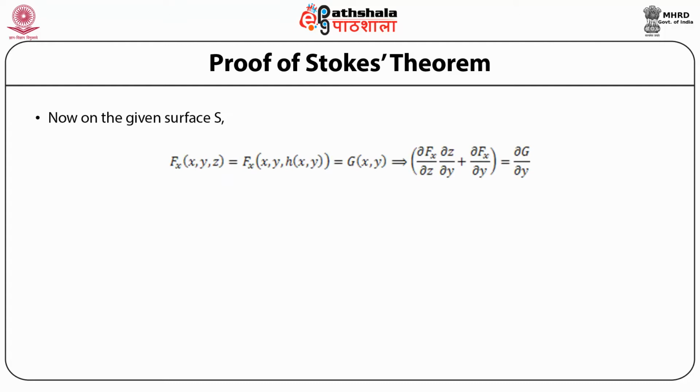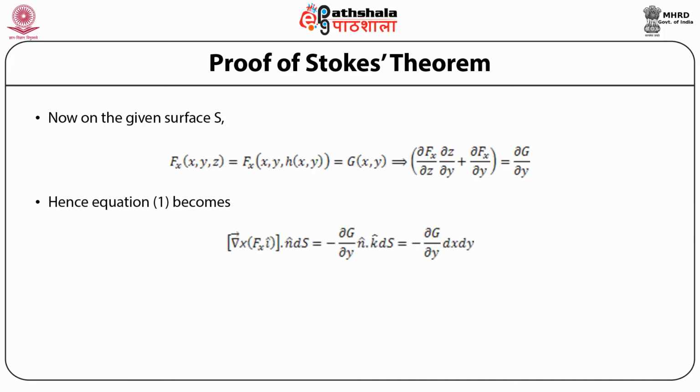Now on the given surface S, f(x) dependent on x, y, z equals f(x) dependent on x, y; h again dependent on x, y equals g(x, y). This implies that del f_x by del z into del z by del y plus del f_x by del y is equal to del g by del y. Hence, the equation becomes del cross f_x i cap dot n cap dS is equal to minus del g by del y n cap dot k cap dS, which is equal to minus del g by del y dx dy.